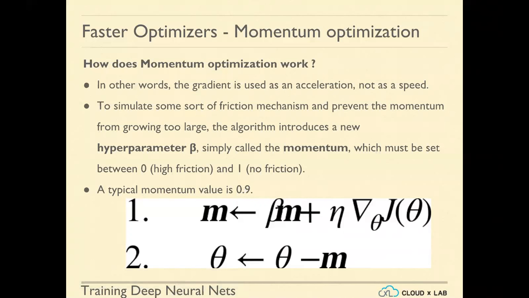Question from Binta is, how do we choose the initial value of m? The initial value of m is 0, and that's how it goes.